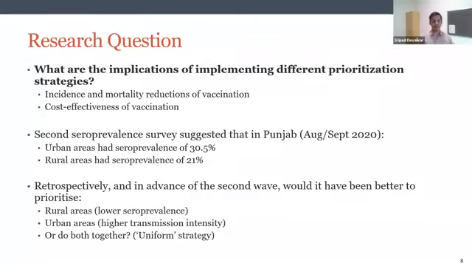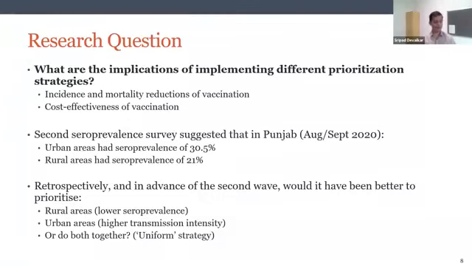But if one could have done an analysis prior to the rollout of the vaccination, in advance of the second wave occurring, would it have been better to prioritize rural areas because they had lower prevalence, which means a lesser number of people residing in rural areas were infected and therefore were at a higher risk of getting infected if a second wave were to occur? Or should urban areas be prioritized?